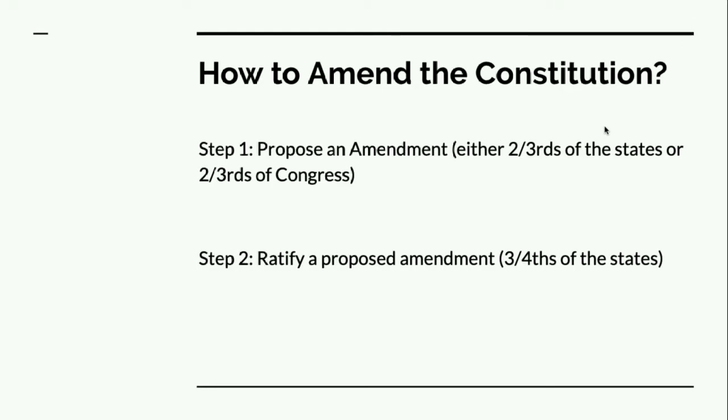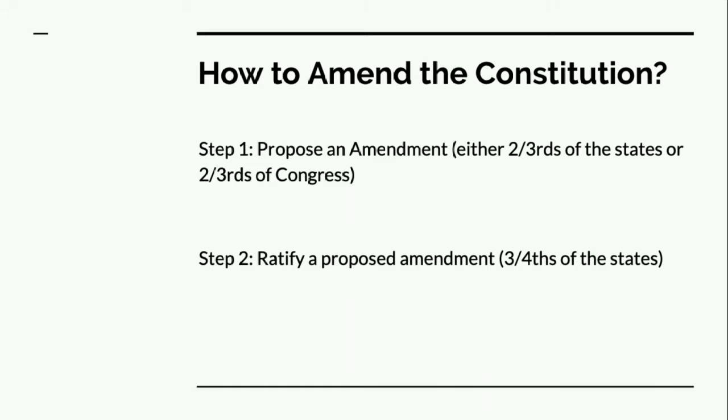All right, so how to amend the Constitution? How does this thing get amended? So it's a two-step process. Step one is to propose an amendment, and that can be done either by 2/3 of the states or 2/3 of Congress. Again, if you think about percentage-wise, that's 66%, so it's quite a bit.